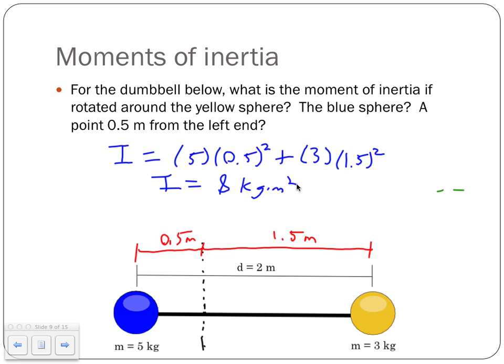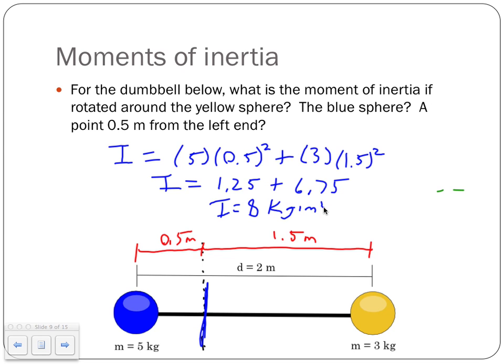So 8 kilogram meters squared, because, let's see, 3 times 1.5 squared is 2.25. Actually, it's not 8. That isn't right. I should try doing my math better here. All right, so let's try this again. So the first object is 5 times 0.5 squared, which is 1.25. So 1.25 plus 3 times 1.5 squared, which is 6.75. Oh yeah, I was right. I just wasn't doing my math correctly. So 6.75 plus 1.25 is 8. And so the moment of inertia rotating about this axis right here would be 8 kilogram meters squared.